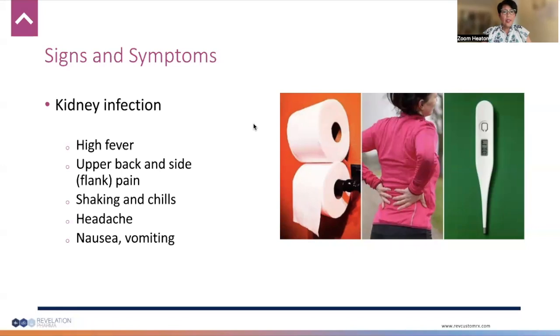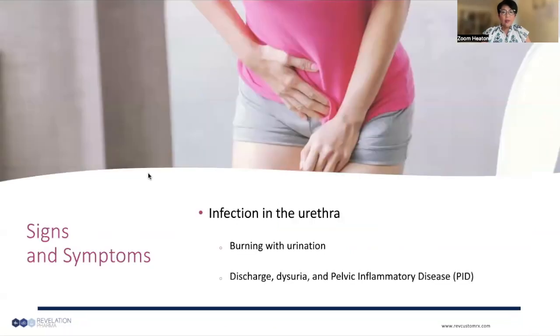Signs and symptoms of kidney infection: usually you'll see a high fever, upper back and side pain, shaking and chills, headache, nausea, and vomiting. Infection in the urethra, you often find burning with urination, discharge, dysuria, which is pain upon urination, and pelvic inflammatory disease.